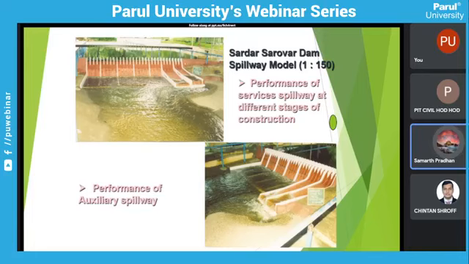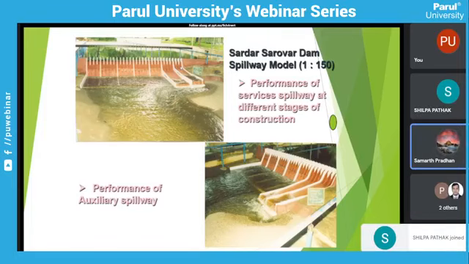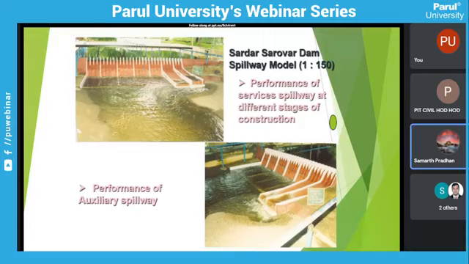Sardar Sarovar Dam has 30 gates. Out of these 30 gates, 23 gates are in this portion. These are the 23 gates, and these are auxiliary gates. These 7 gates are operated only if needed; otherwise, the other gates are operated first. This is the performance of the auxiliary spillway, which was studied.